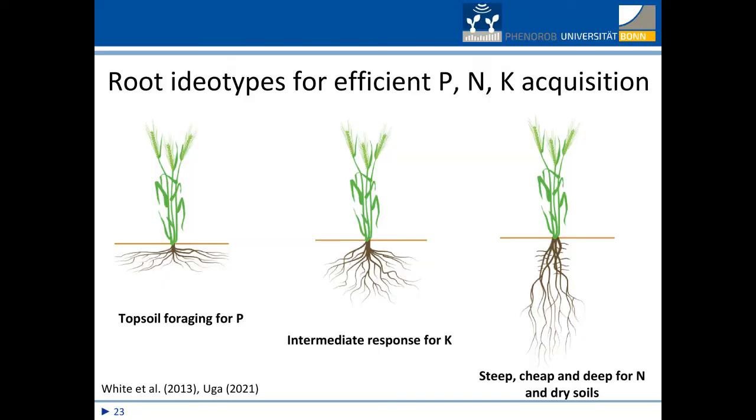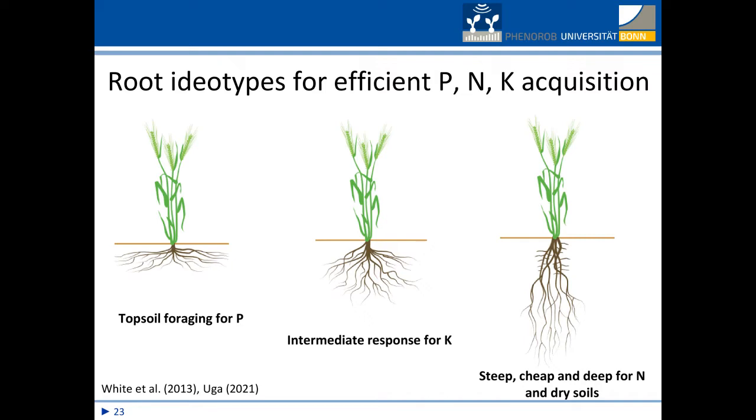Let's sum up what we have learned until now. Different root ideotypes have been developed, for instance for low N, low P or low K or low water conditions. An ideal plant type for a certain climate or environment is referred to as an ideotype. Crop ideotype is a plant model that, when developed as a cultivar, is predicted to generate a higher yield. This scheme here shows three different ideotypes. On the left side for low P conditions, in the middle for low K conditions, and on the right side for low N and for dry soils.